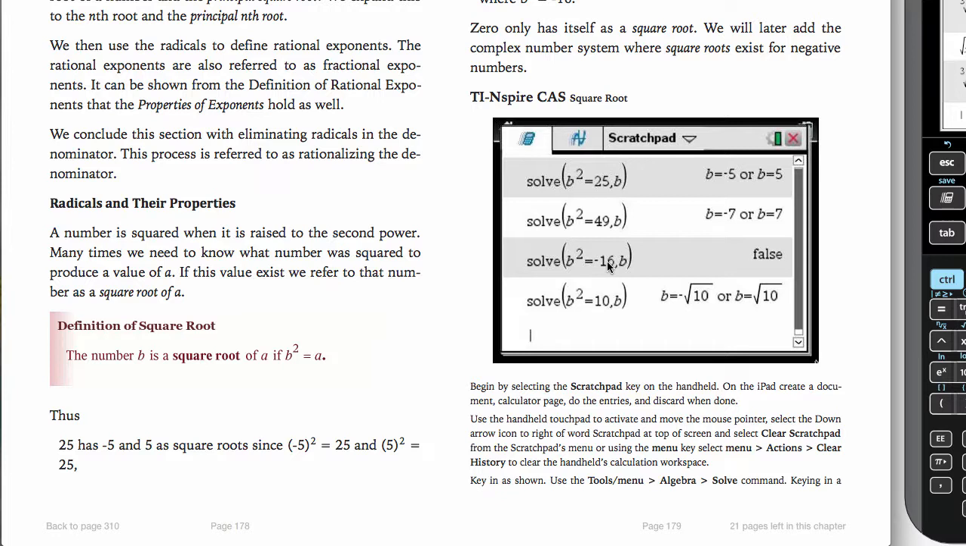If we're dealing with an irrational number, like b squared equals 10, it turns out to be minus the square root of 10 or the square root of 10. Let's go to the next page.